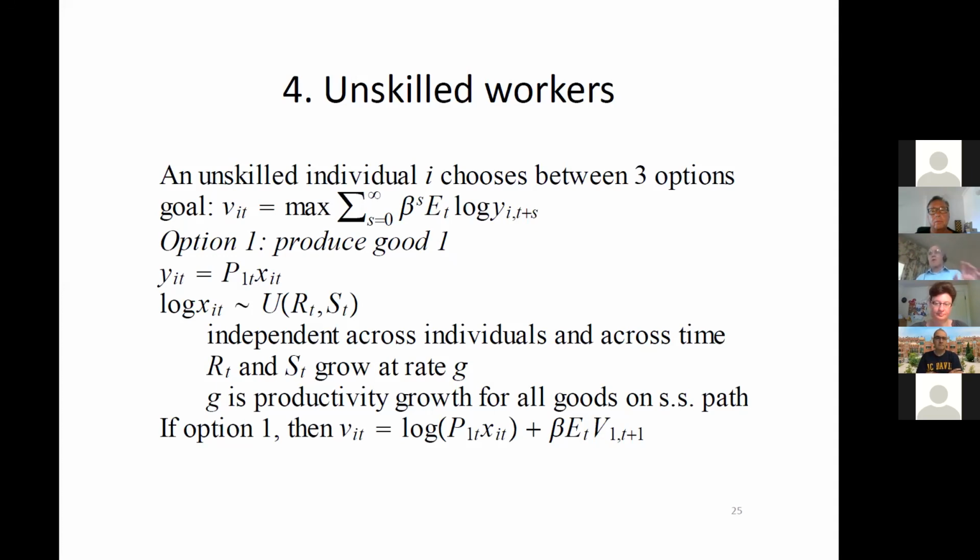So an unskilled worker is going to choose between three things. First option is to produce good one. Anybody can do that. And individual i has some productivity at producing good one at date t, whose log x_it is uniformly distributed. And so there's a range of unskilled individuals. Some of them this period turn out to be really good at producing the unskilled goods. Others turn out this period not to be so good. It's the ones who are not so good this period who are going to be the ones who are induced to try to develop a skill, try to develop a new good.